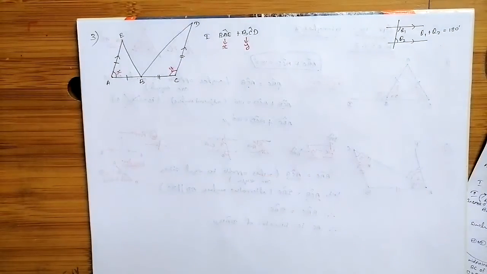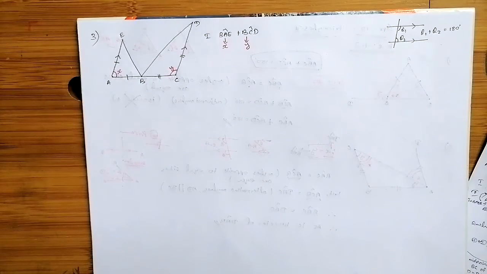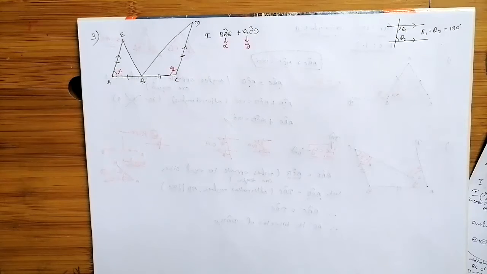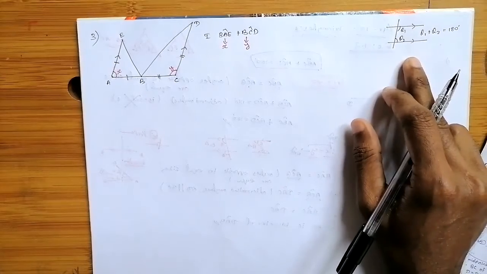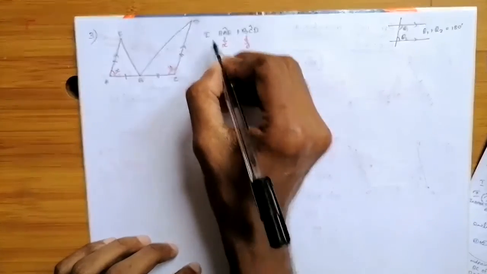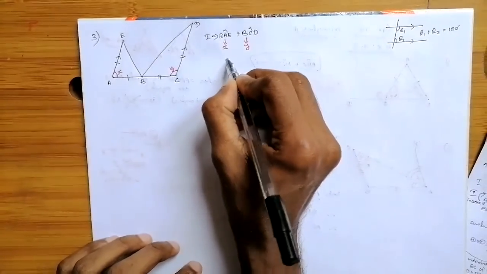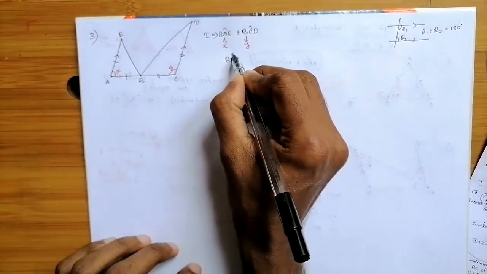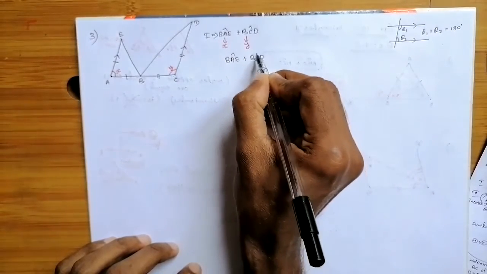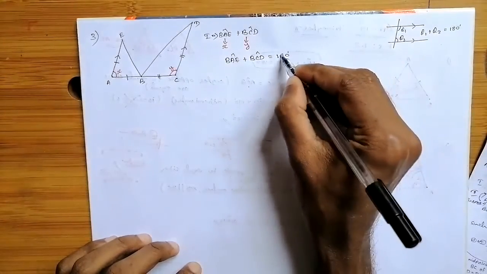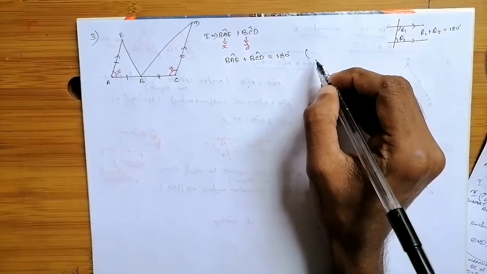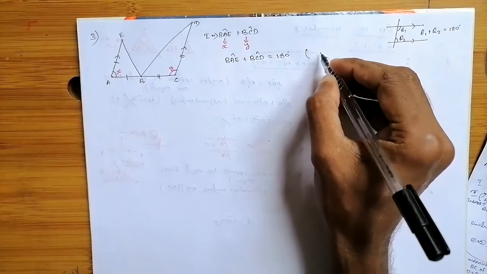What you are studying in grade 9. Okay, the third category of angle. The first one is corresponding angles, the second one is alternate angles, the third one is allied angles. So directly we can write the answer to the question. BAE plus BCD, the sum of those angles is 180. So from where do we take the value 180? That is the direct theory.